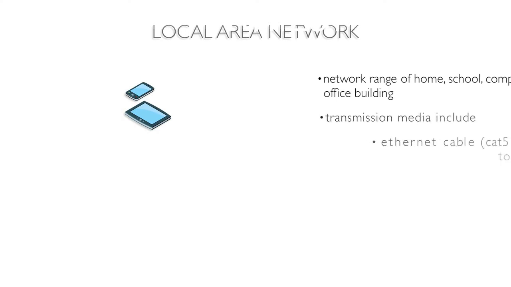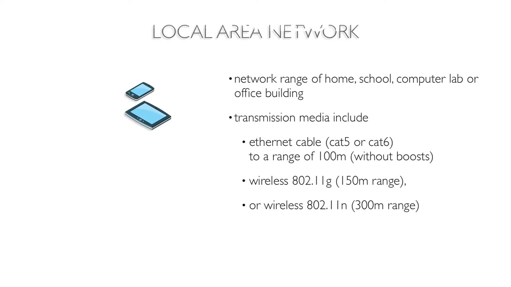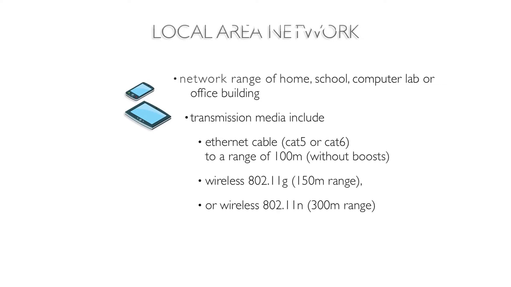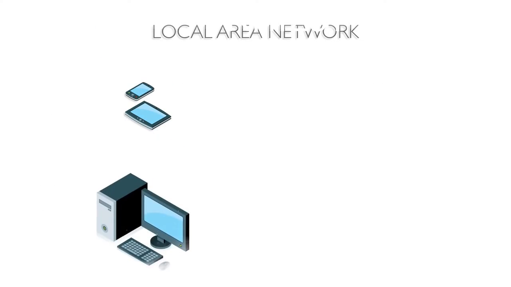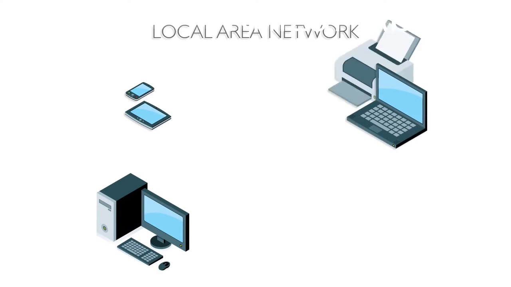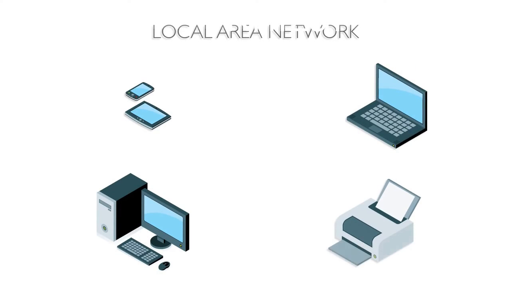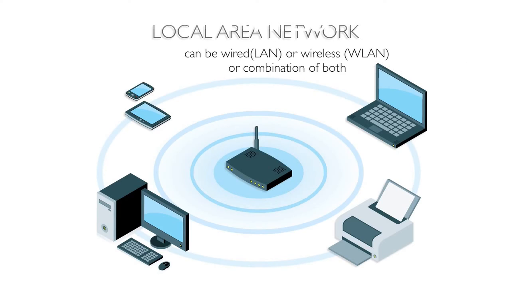A local area network extends the geographic range from 10 meters to 300 meters. LANs are often found in homes, schools, computer labs, or office buildings. Devices include desktop computers, laptops, printers, and a central switch or wireless router to allow for connectivity and data transfer. Typically, LANs are arranged in a star topology around a central routing device, but networks can be wired or wireless.